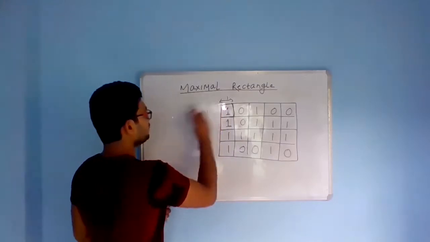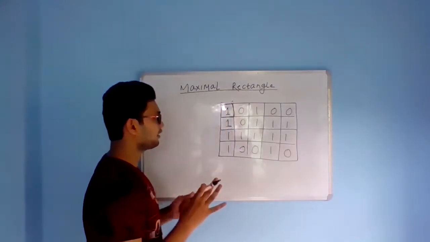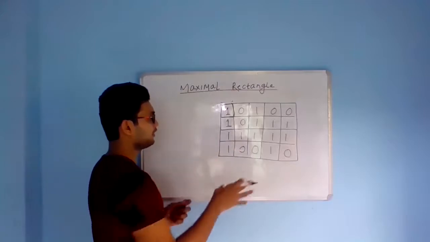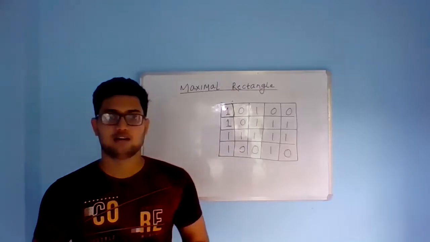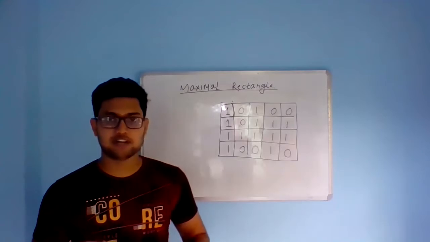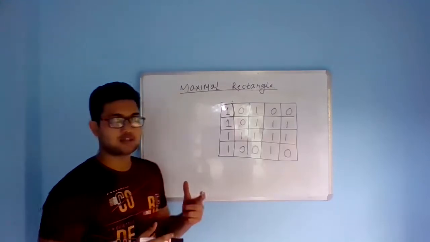So we need to find out the area of each and every possible rectangle in this particular matrix, and we need to find out the maximum, the largest area rectangle out of this matrix, and we need to return that area only. Okay. So now let's understand the intuition.